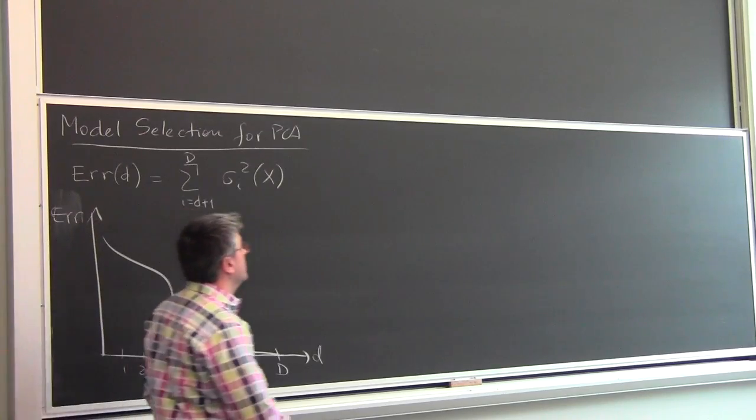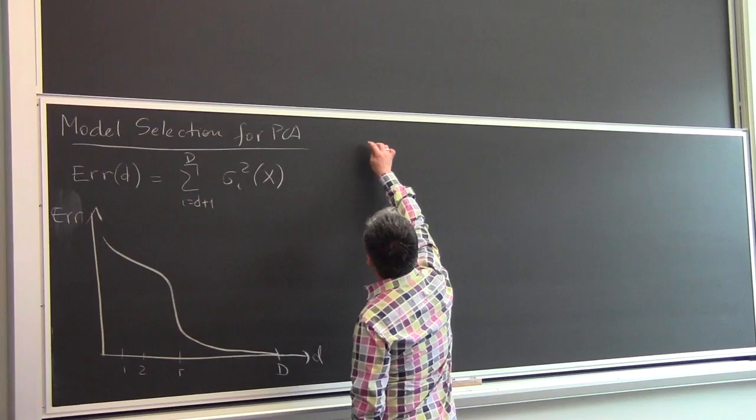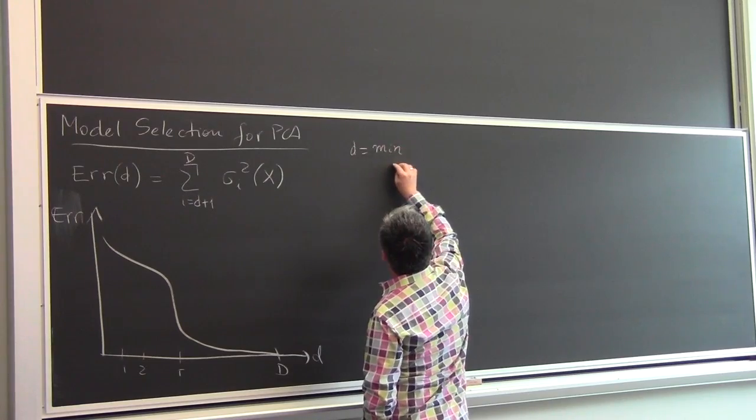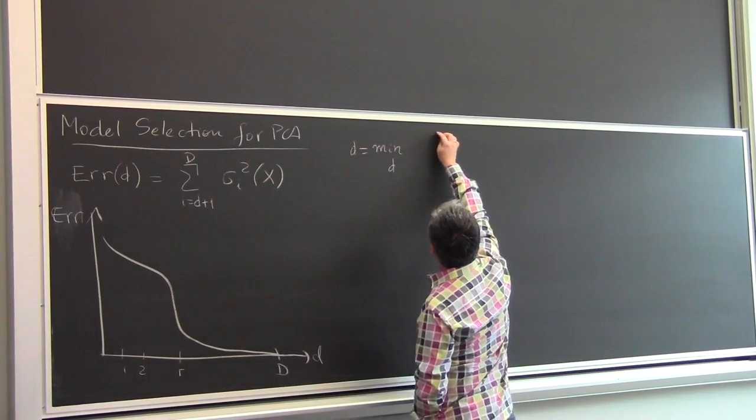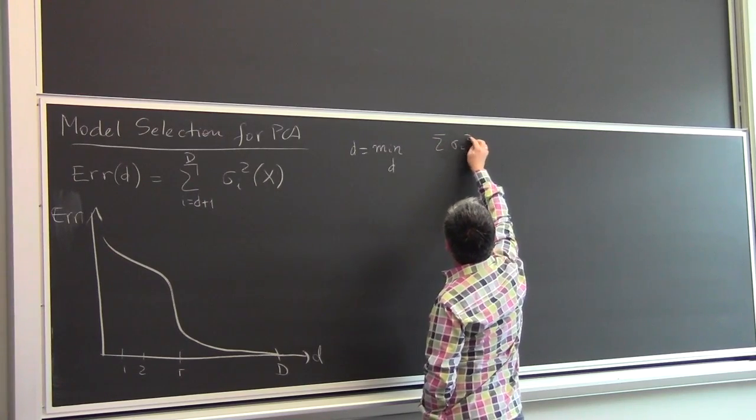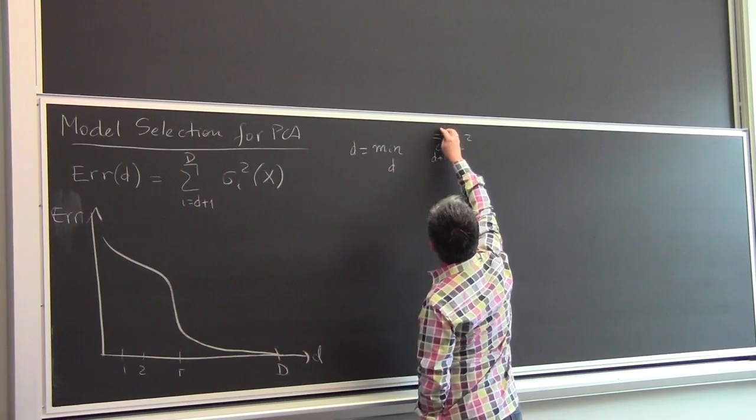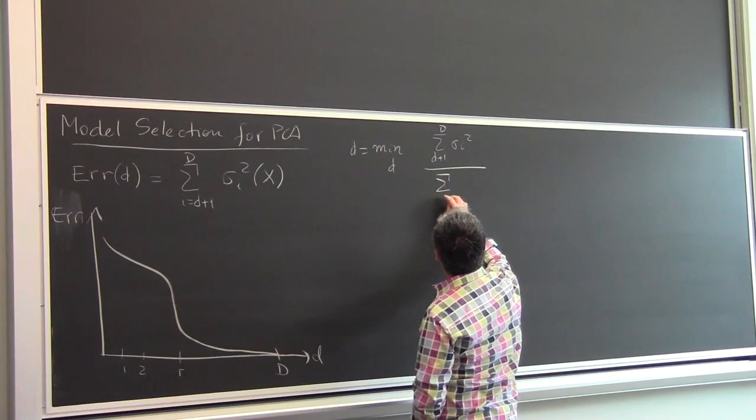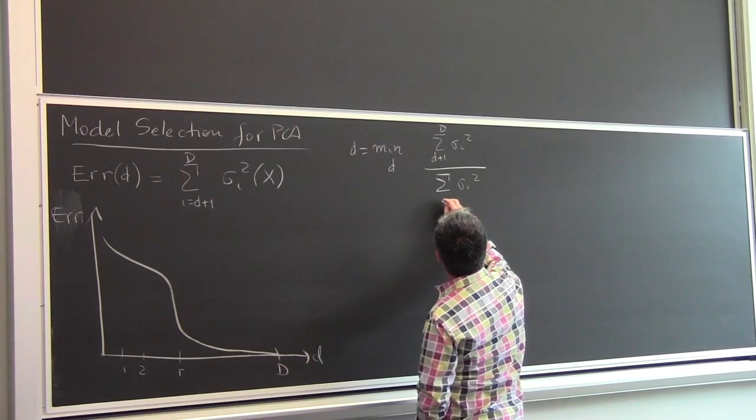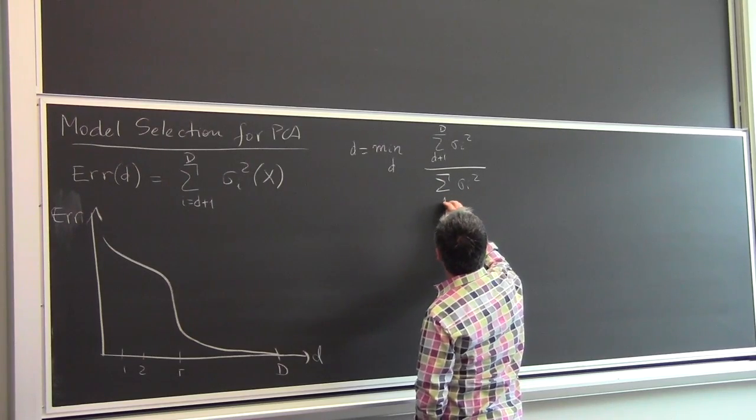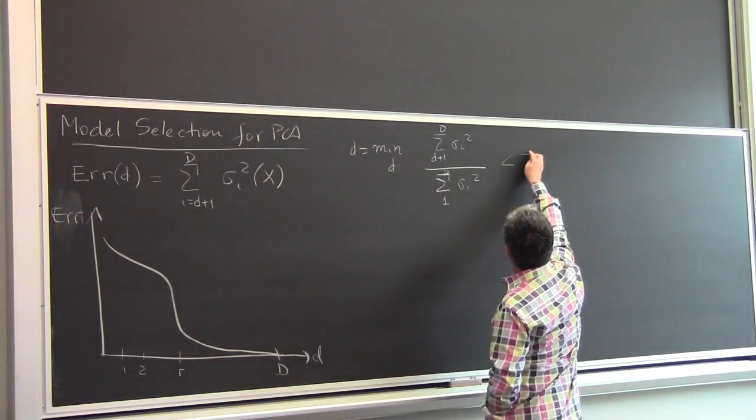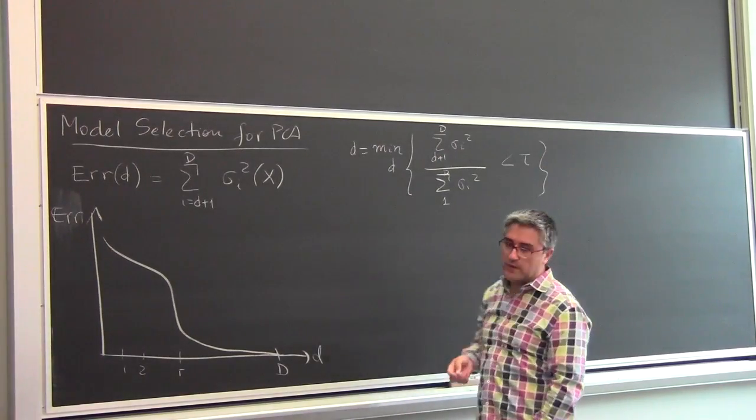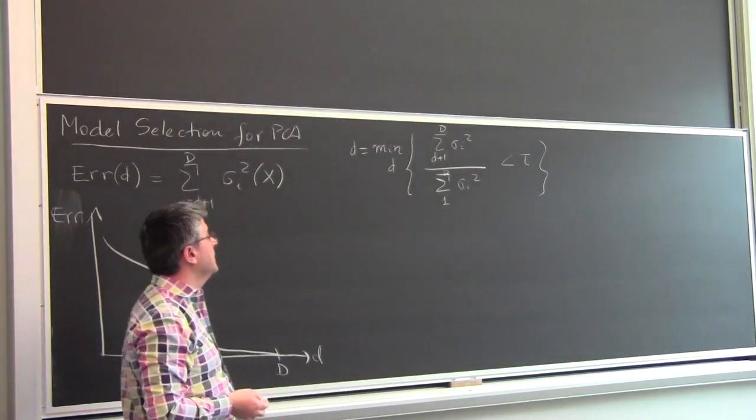And one criterion that we looked at was the following, which is perhaps one of the most commonly used ones: to select d as the minimum d such that the error that is made from d plus 1 onward, versus the total energy of the data, which is the sum of all of the singular values squared, is less than some threshold. Okay? So that is one of the most commonly used criteria.